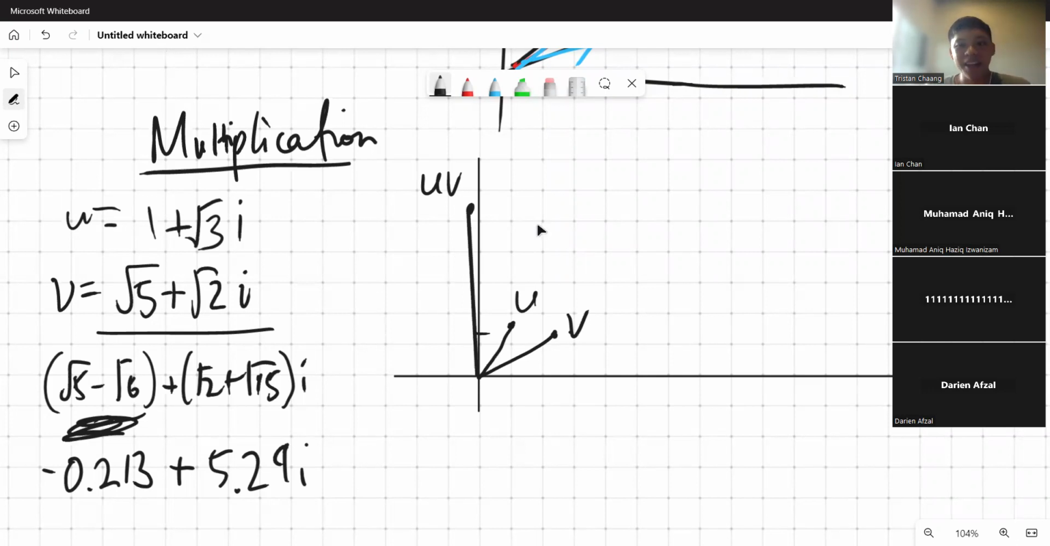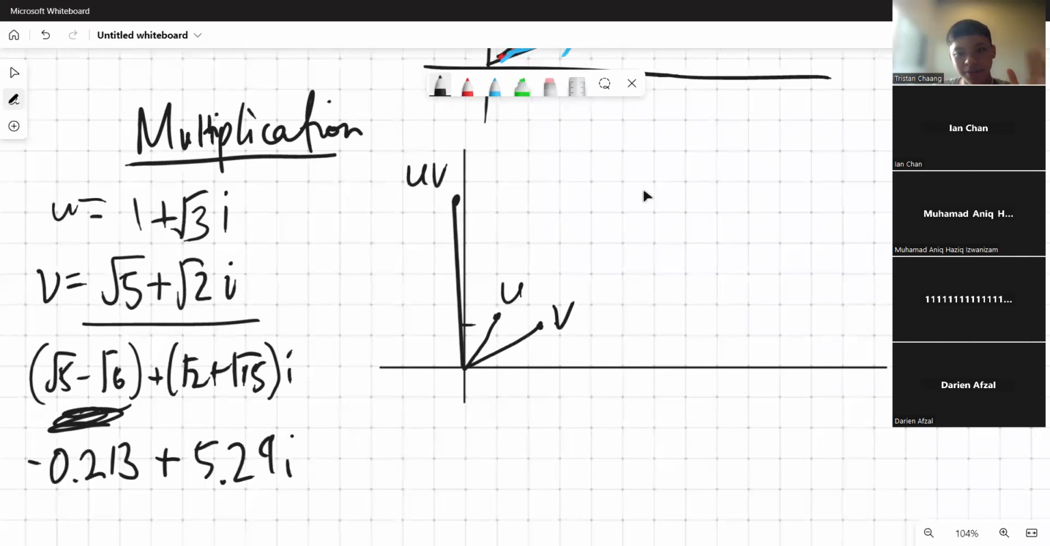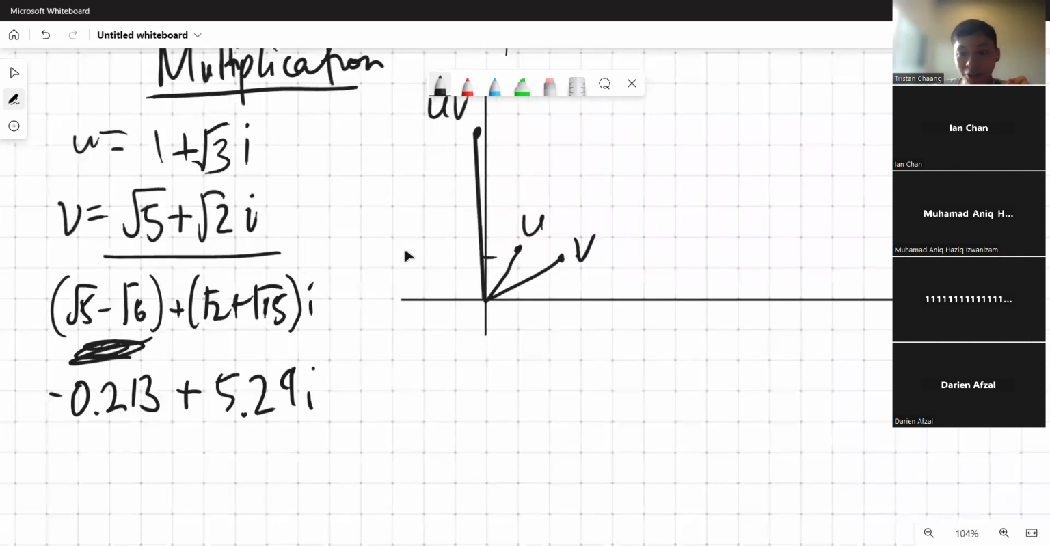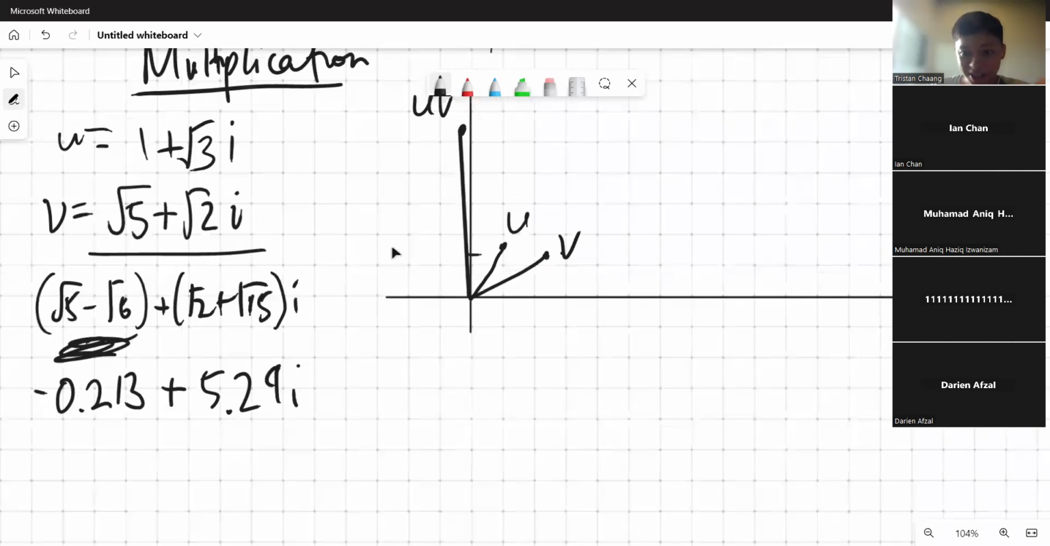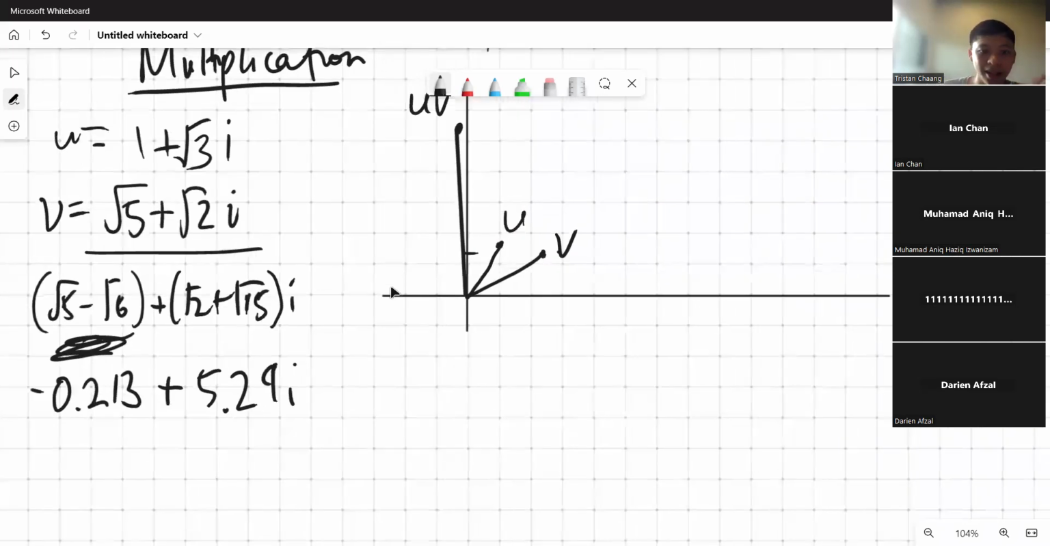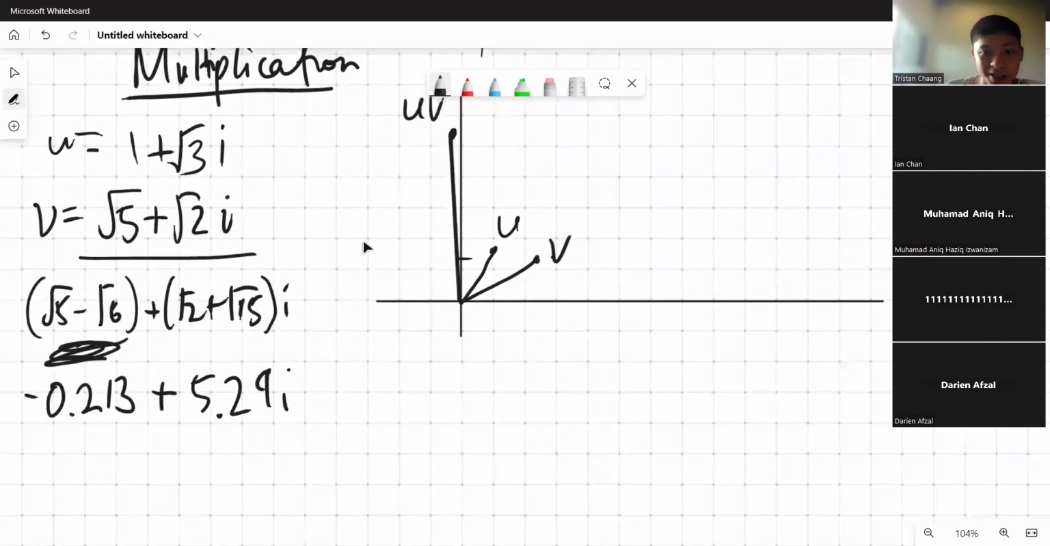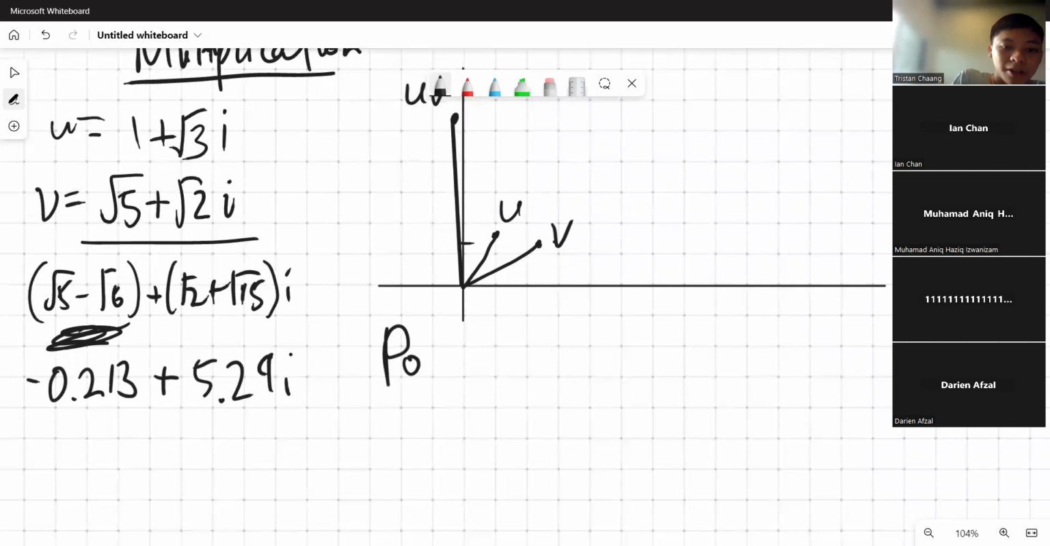So you might not see any pattern whatsoever from this. You have a U, you have a V, suddenly you have UV. So let's not talk about how these interlink with each other, but we are going to try to use another form of notation to write complex numbers. Before I talk about the geometric interpretation of multiplication, we are going to use what we call polar forms to write the complex number.